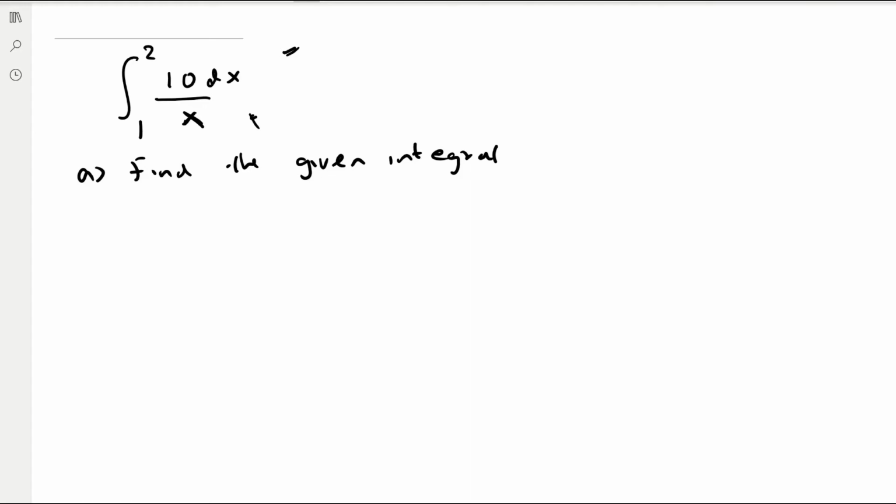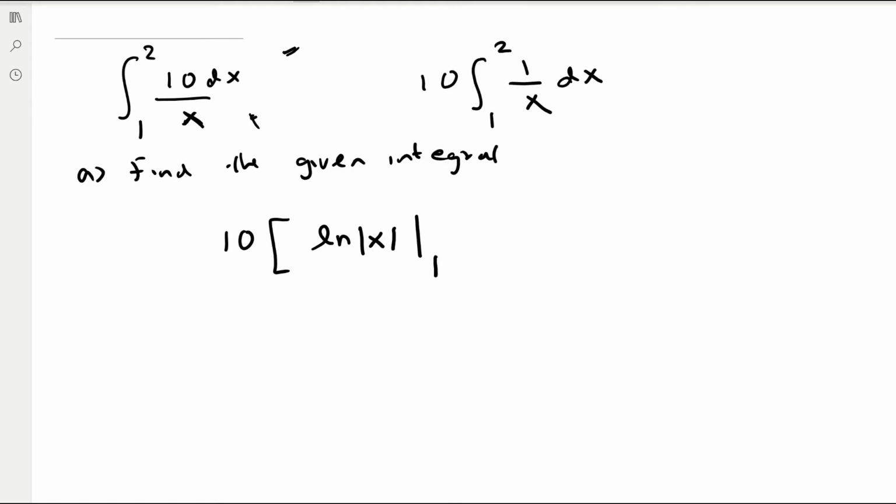Okay, so to integrate this, I can take 10 out of the integral, right? It's 1 to 2, 1 over x dx. We all know what we get if we integrate 1 over x. So it's 10 times integral of 1 over x is natural log absolute value x, and going from 1 to 2. Right, so now you just need to substitute 2 and 1. Now we can drop the absolute sign, because 2 is a positive number, so you don't need absolute sign. So it's ln 2 minus substitute 1, ln 1.